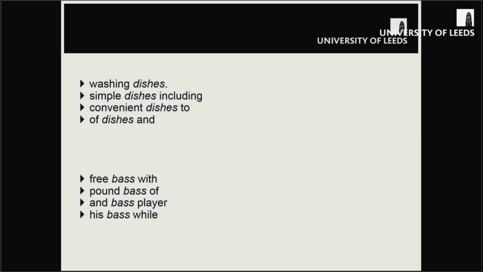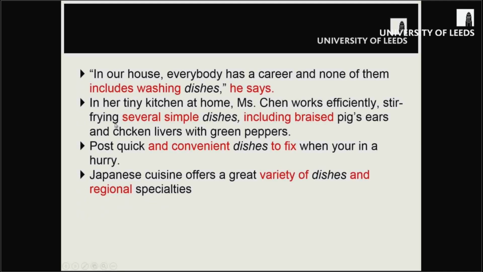Free bass with, who thinks that's a fish? Who thinks that's music? Yeah. It's actually quite difficult to tell. That's partly because the words on either side have to be content words, nouns or verbs or adjectives. If it's a preposition like with, then that doesn't give you enough information. So of dishes and is another example. There's no way of telling which one that is. So for those, you have to go to a much wider context.